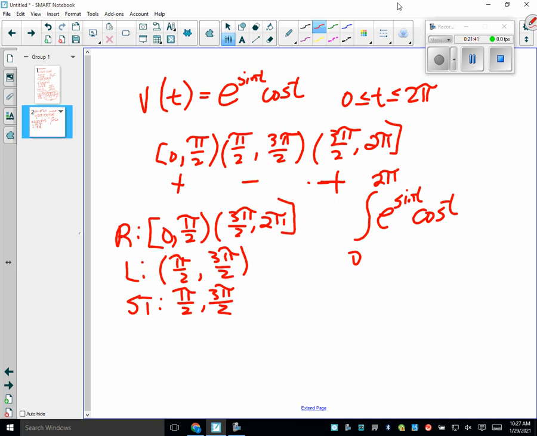So the displacement, once again, was 0. Its original position was 3. So where is it at 2 pi? 3. Agreed? Now what are we asking for? The total distance. 0.